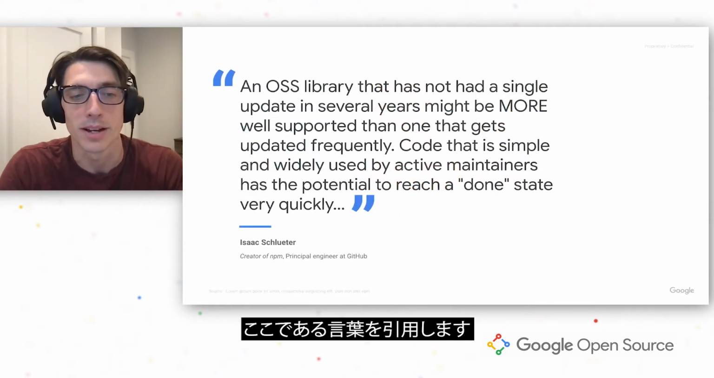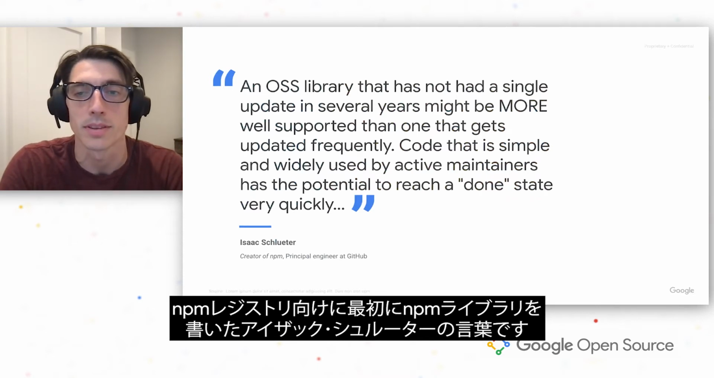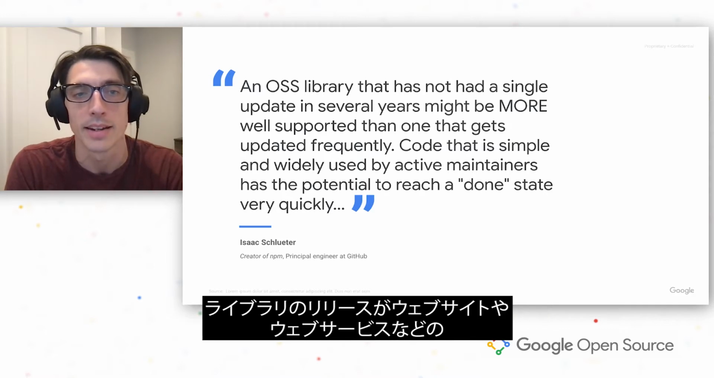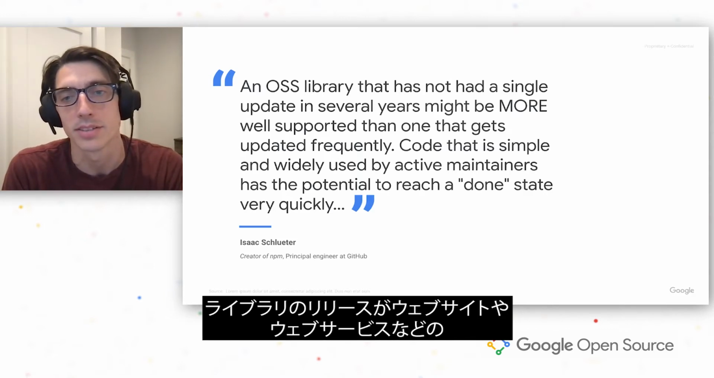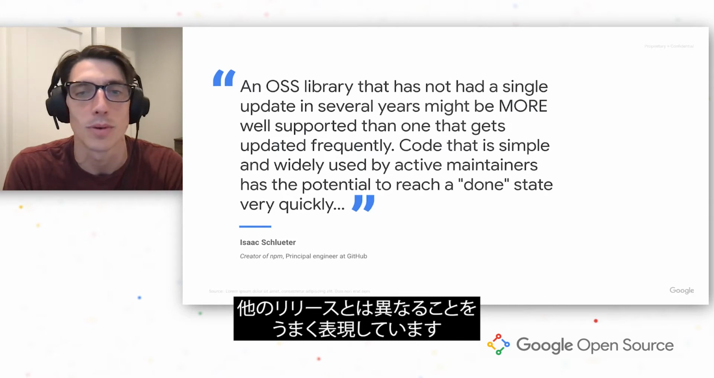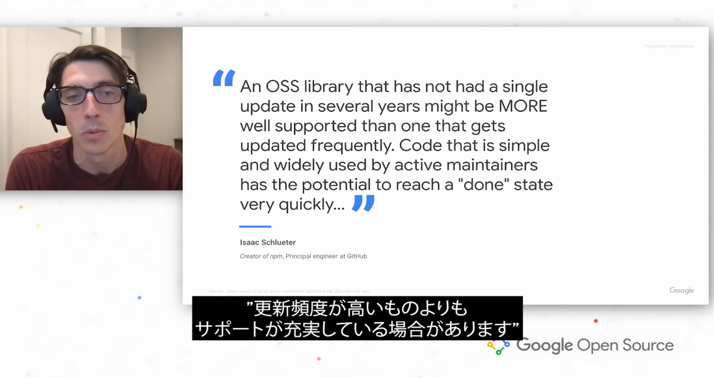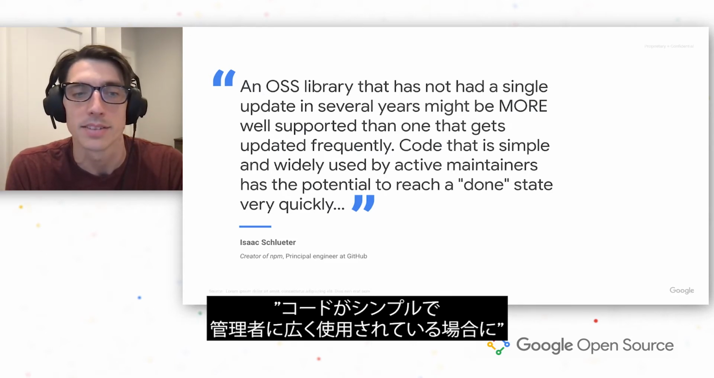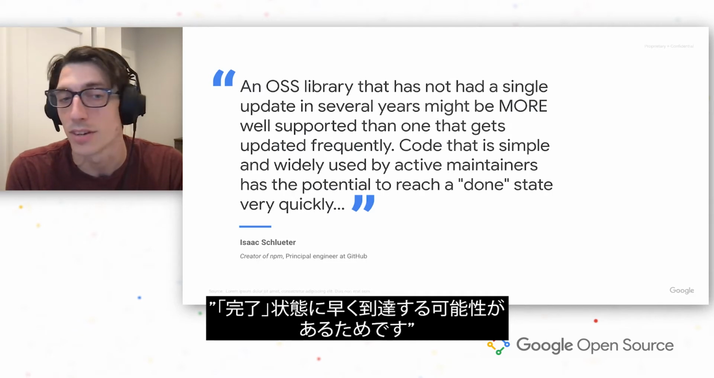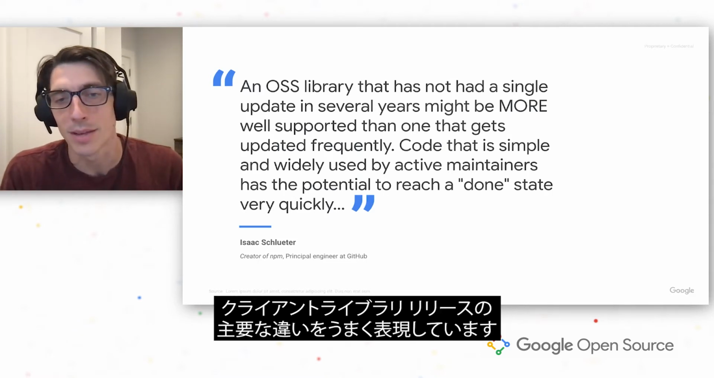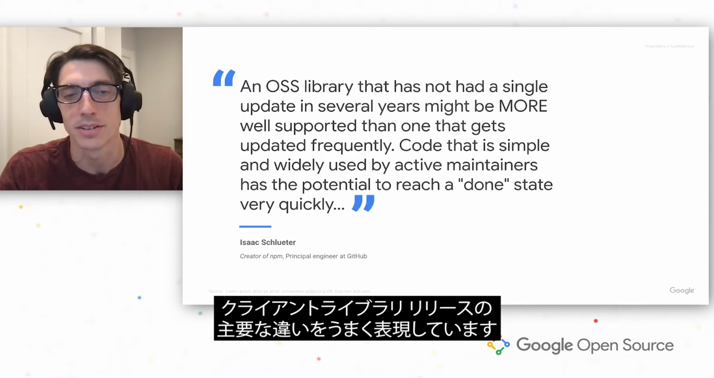I have a quote here from Isaac Schlueter, who's the person who wrote the NPM library originally for the NPM registry. And it's a good framing for how library releases are a little bit different than other types of releases like a website or web service. To quote him, "An OSS library that has not had a single update in several years might be more well supported than one that gets an update frequently. Code that is simple and widely used by active maintainers has a potential to reach a done state very quickly." I think this is a good framing for one of the major things that's different about client library releases.